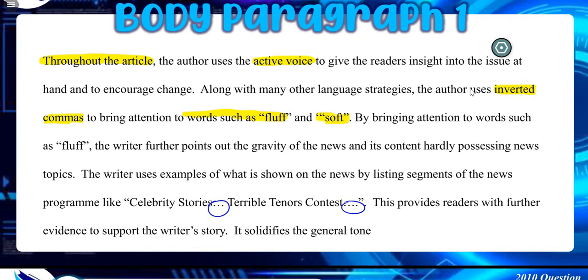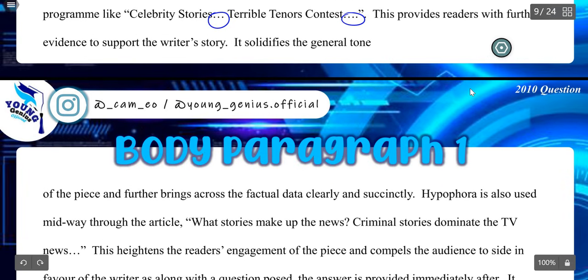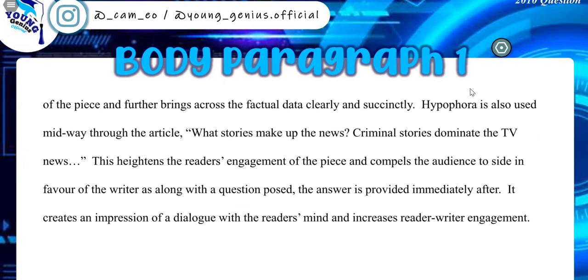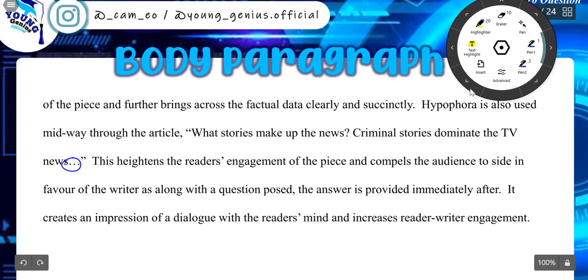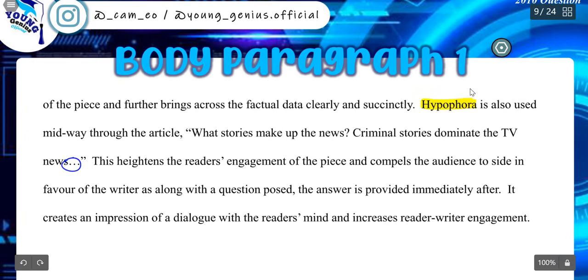So then I said this provides readers with further evidence to support the writer's story. It solidifies the general tone of the piece and further brings across the factual data clearly and succinctly. Hyperphora is also used midway throughout the article. What stories make up the news? Criminal stories dominate the TV news. Of course, I'm not going to write everything, right? Hyperphora, as I said before, is where a question is posed and the writer gives the answer immediately after.